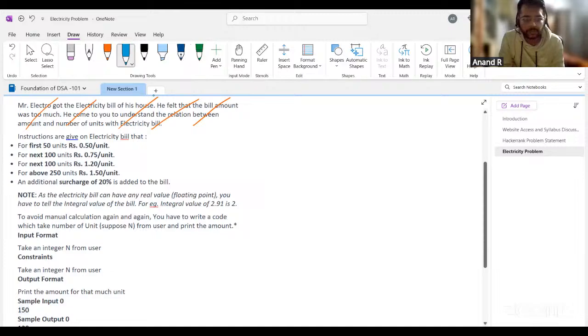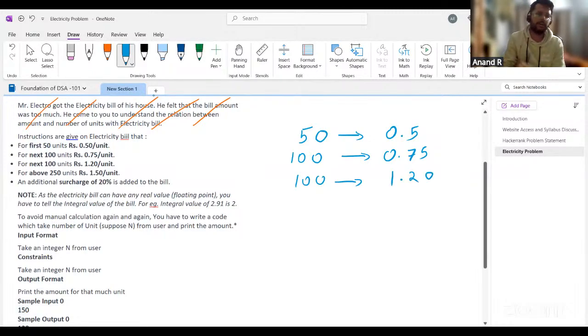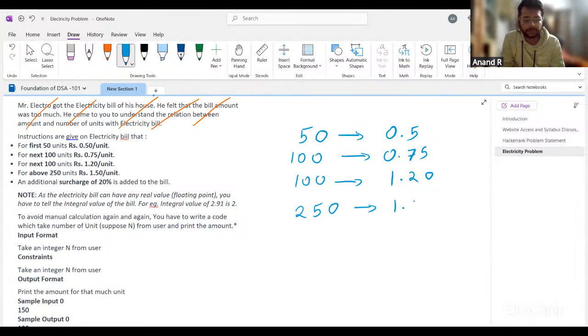Let's say for the first 50 units, the cost of consumption is rupees 0.5. For the next 100 units, the cost of consumption is 0.75. And for the next 100 units, the cost is 1.20 per unit. And above 250, the cost of consumption is rupees 1.5.